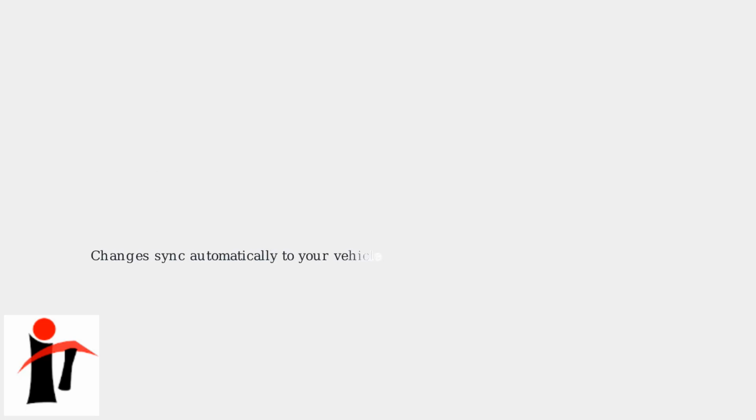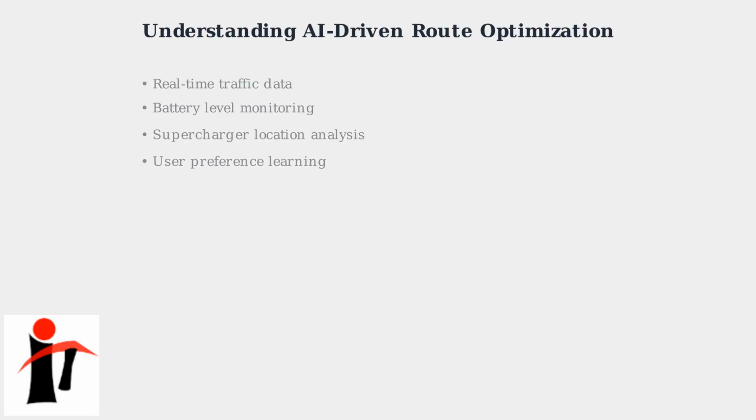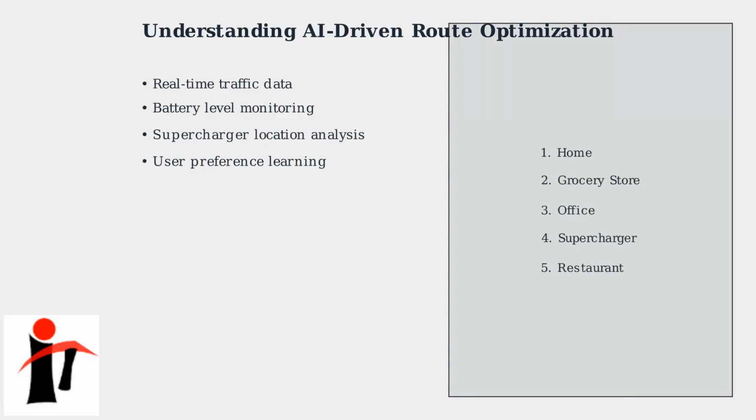Changes made in the app will automatically sync to your vehicle, ensuring your route is always up to date. This is especially useful for planning before you even get in the car. Tesla's navigation system utilizes AI to suggest optimal routes and stop orders. The system factors in real-time traffic, battery levels, supercharger locations, and even user preferences to intelligently reorder your destinations.